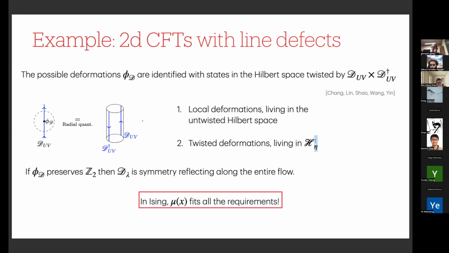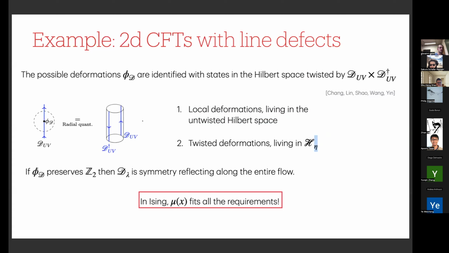And of course, this is an operator which is non-local in the bulk, and therefore we cannot turn on this deformation on top of the identity. But since D absorbs eta, this becomes a local deformation on top of D_UV. Therefore, there is a well-defined procedure to integrate this non-local operator on top of the symmetry reflecting topological line.